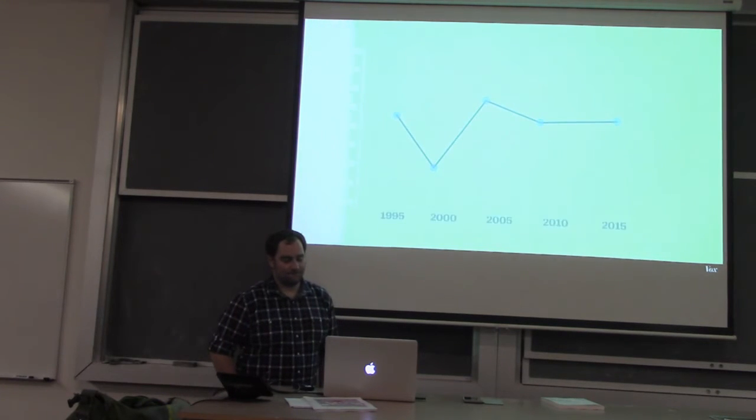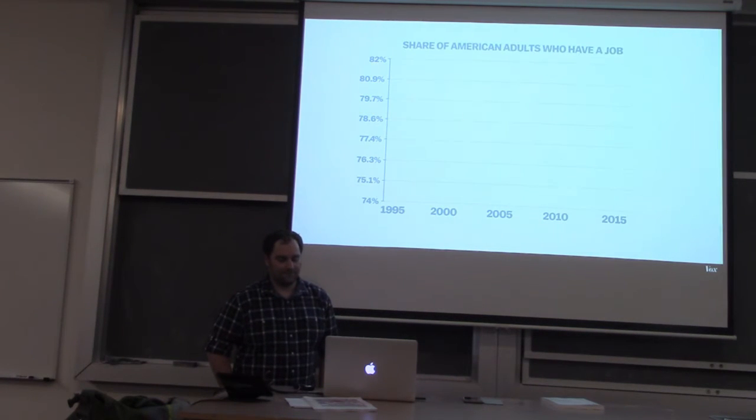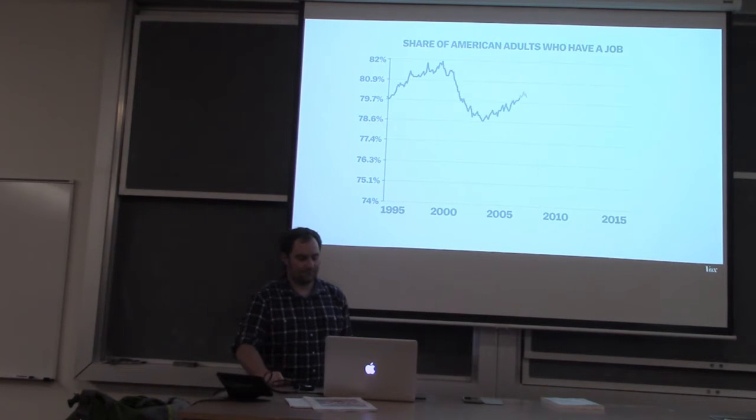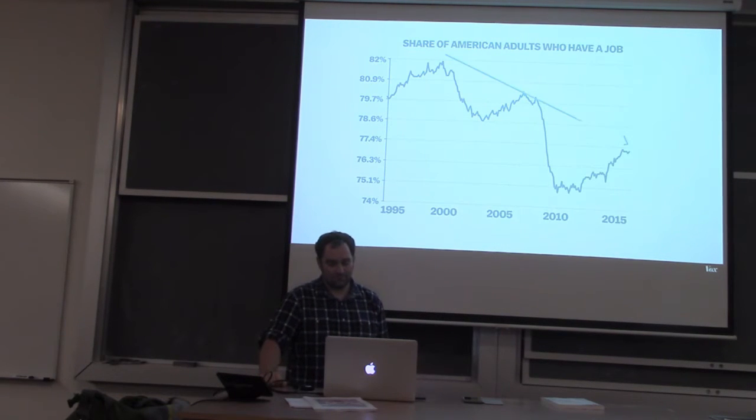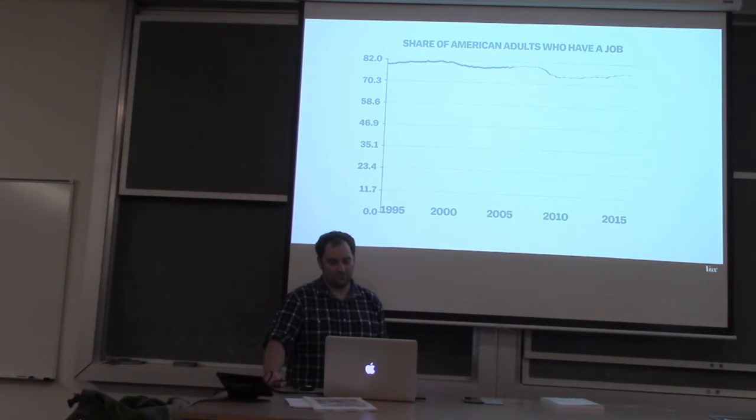So for example, right now, the share of American adults who have a job has fallen to a generation-long low. It's a really big deal. But if you chart this data with the y-axis at 0, you can't see the change at all.